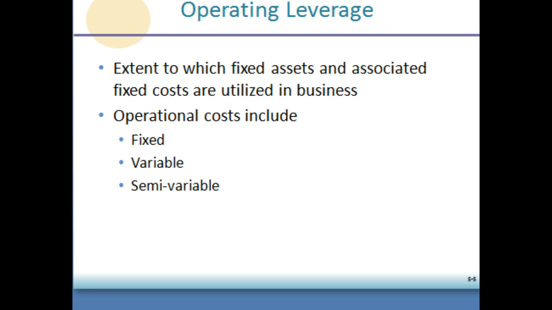Operating leverage is the extent to which fixed assets and associated fixed costs are utilized in the business. Break-even analysis is the numerical and graphical technique we use to determine at what point the firm will break even. And the break-even point is the unit sales where total revenue equals total costs. Contribution margin per unit is sales price per unit minus variable cost per unit. And the formula for break-even point in units is BE equals fixed cost divided by the contribution margin per unit.